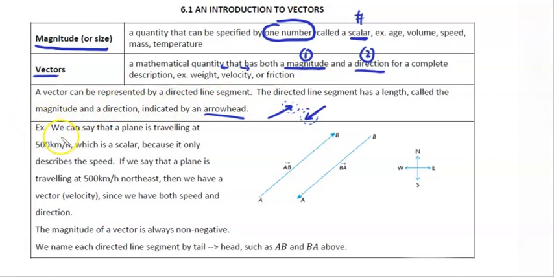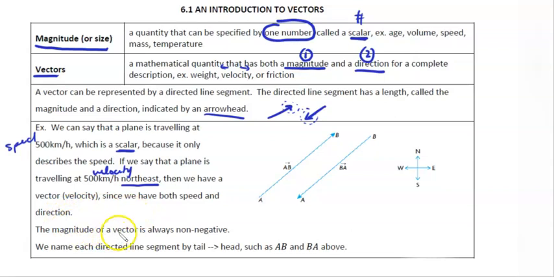So here's an example. We can say that a plane is traveling at 500 kilometers an hour. That would be a scalar. That's it. It's just talking about the speed. If we say that a plane is traveling at 500 kilometers an hour northeast, then all of a sudden this northeast, this becomes a vector. So instead of being a speed, this is now velocity, since we have both speed and a direction.